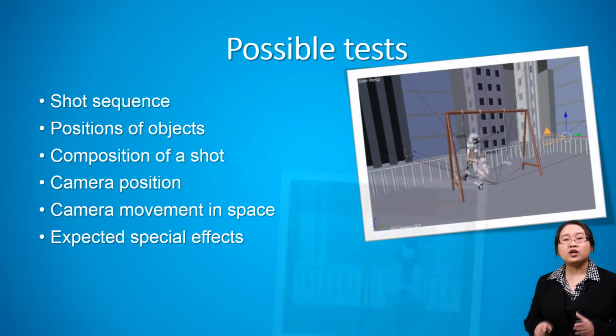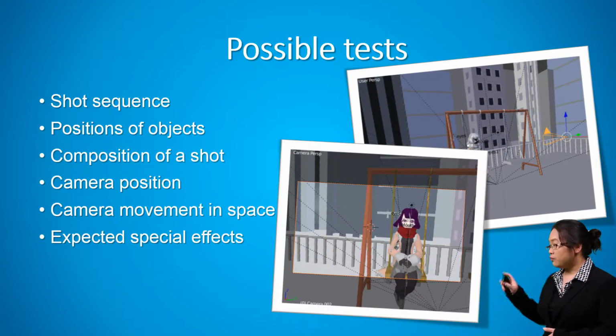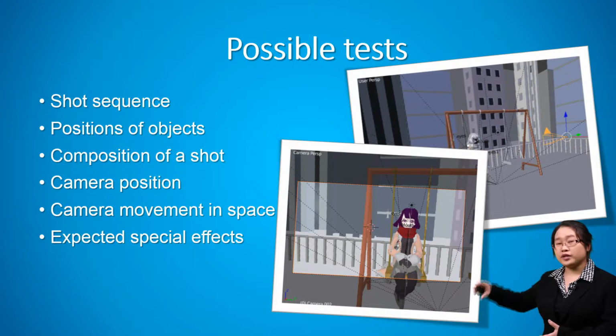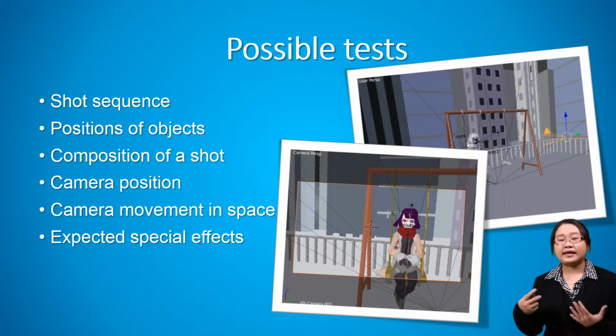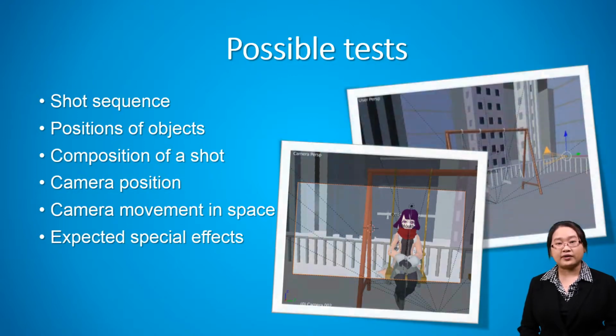For example, the position of the objects inside the 3D space. Where are you going to place them? Are you going to change or move them a little bit to get a better result? Or the composition of a shot. For example, you can have multiple objects, multiple layouts together.